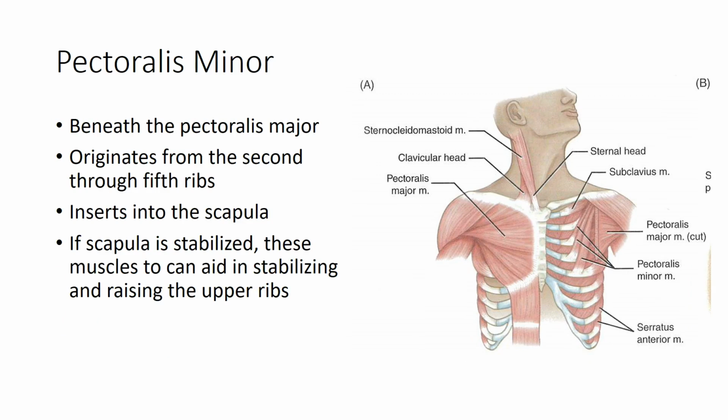The pectoralis minor is a smaller set of muscles beneath the pectoralis major. They come from the 2nd through 5th ribs to insert into the scapula. So if the scapula is stabilized by other muscles, then these muscles can help raise the upper ribs or stabilize the upper ribs for raising of the lower ribs.